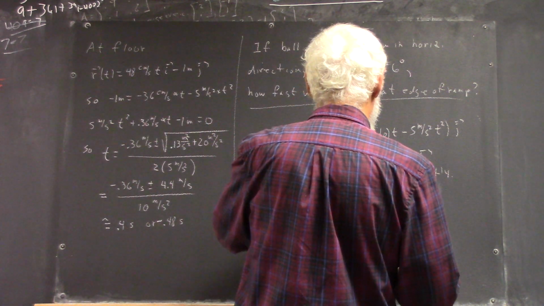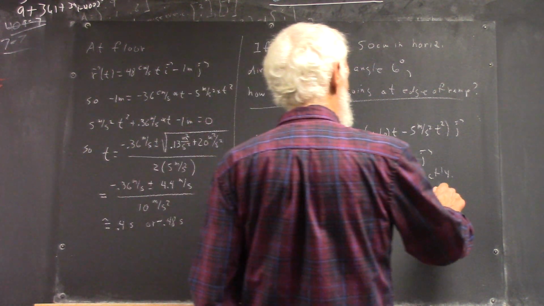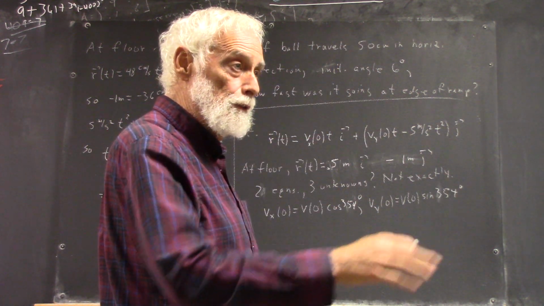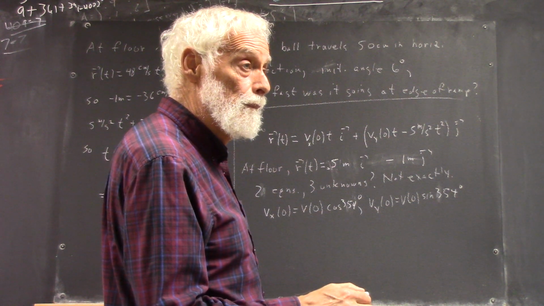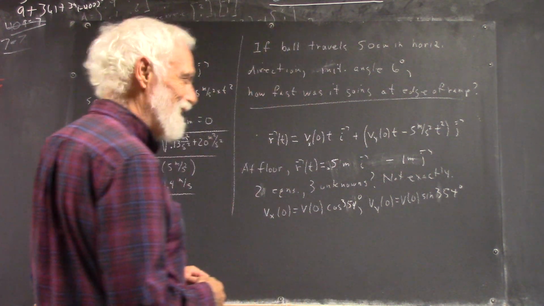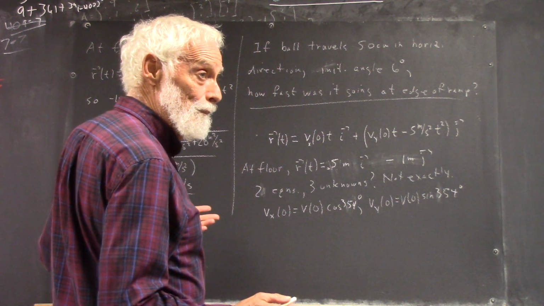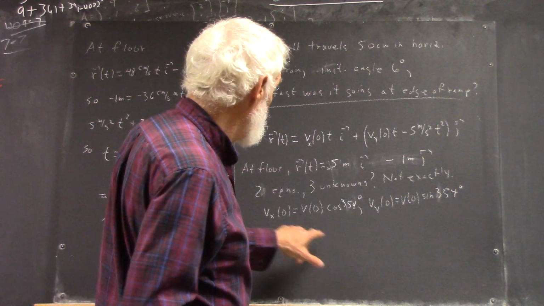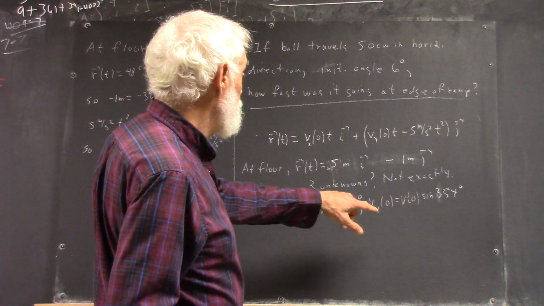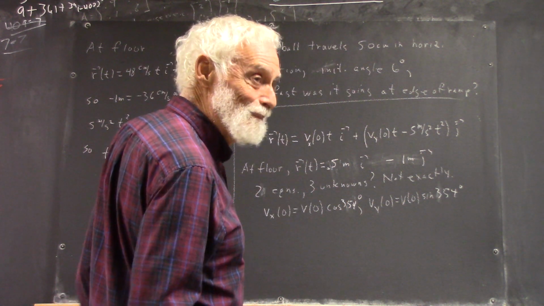I want to be careful. I don't want cosine of 6 degrees. I want the cosine of 354 degrees and the sine of 354 degrees. Because this angle's clearly below horizontal. Okay, so we have this, right? So now our two equations have only two unknowns. V of 0, and whatever that other unknown is, T, right?